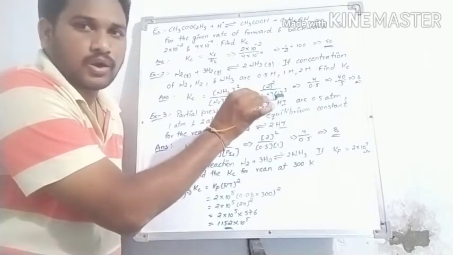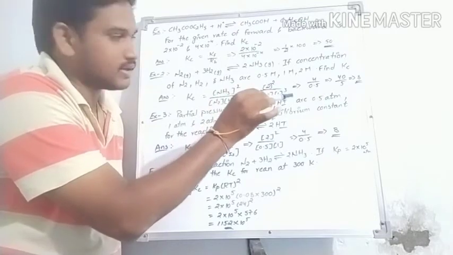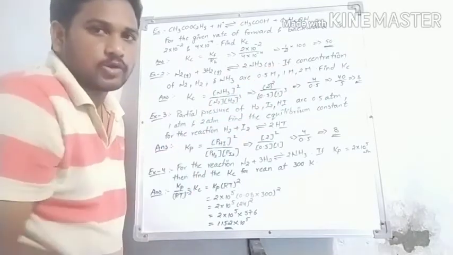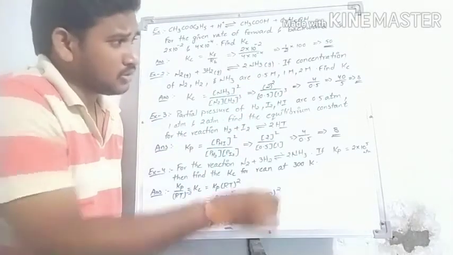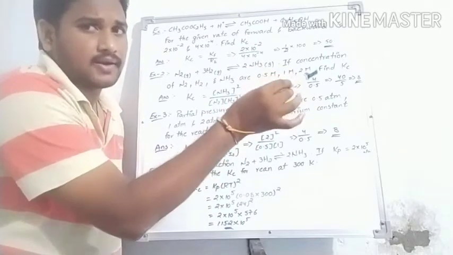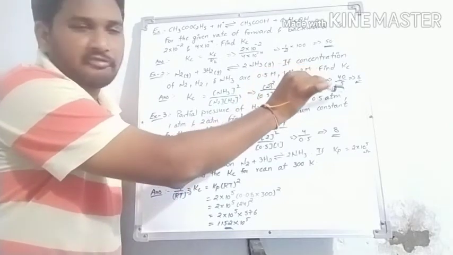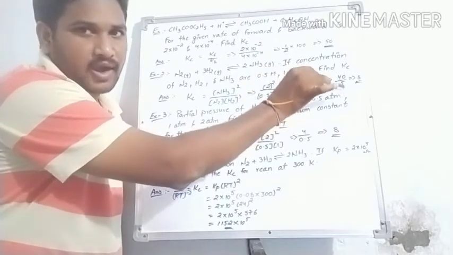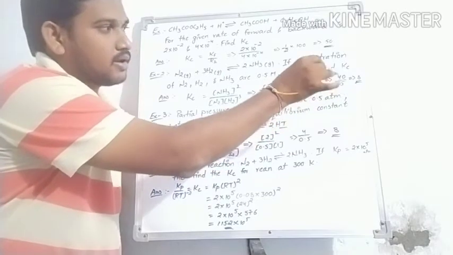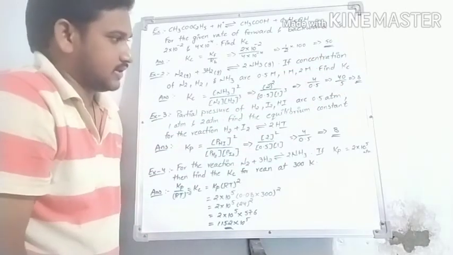Where 2 square is nothing but 4, and 0.5 into 1 into 1 into 1, where 0.5 into 1, where 4 by 0.5. We multiply and divide with 10, where 10 by 10, 40 by 5. After calculation, 5 8s are 40, that is the value is 8.